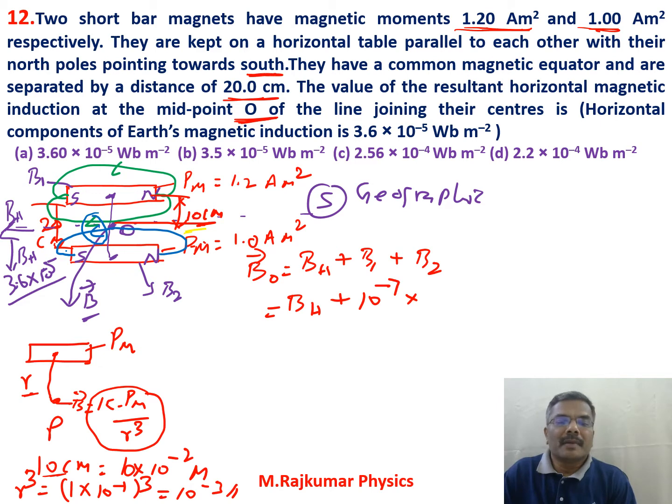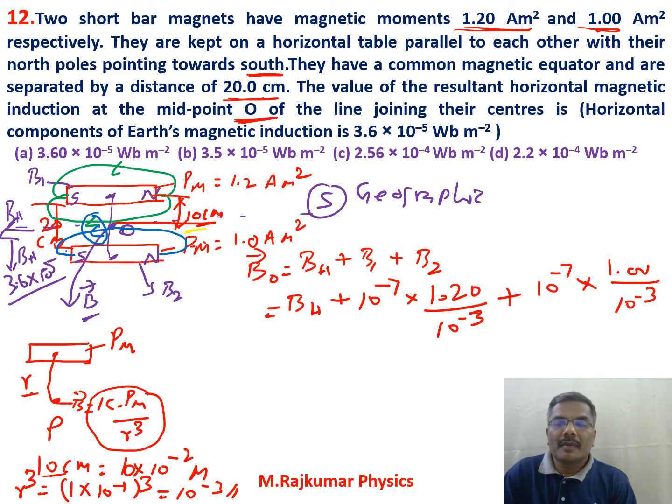Then Pm for the first magnet, B1, will be equal to K into 10 power minus 7 into 1.2, divided by r cube. What is the value of r cube? r cube is 10 power minus 3. I think you understand this one. Plus B2. What is B2? B2 again is K into 10 power minus 7 into 1, the magnetic moment of the second magnet, divided by r cube. r cube will be 10 power minus 3.